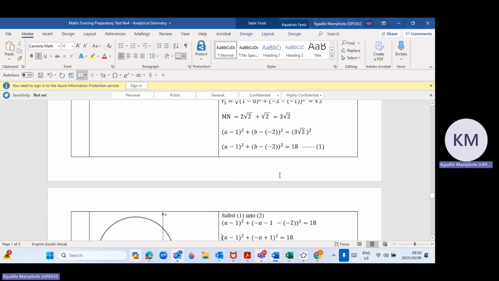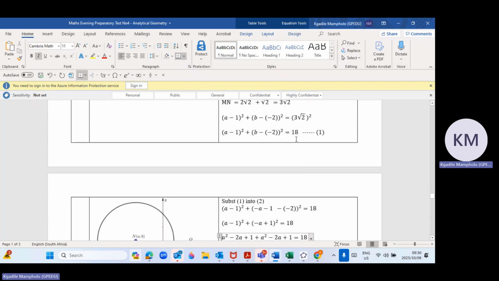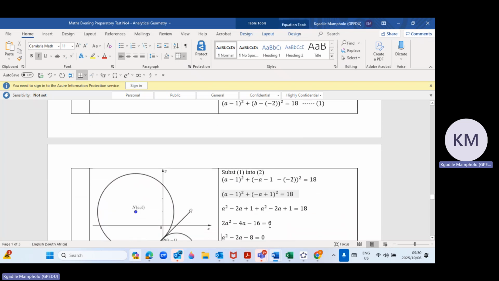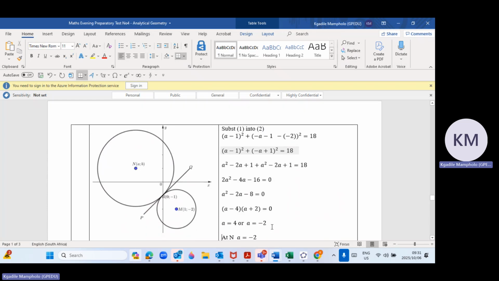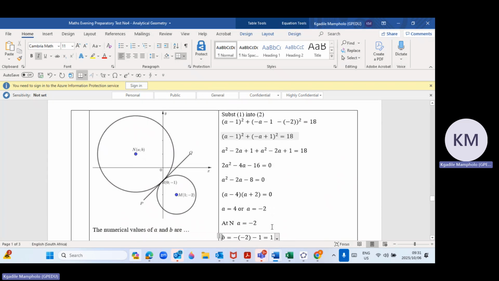Then you have equation 1 and equation 2. Then you substitute 1 into 2. Remember in equation 1 we found b as minus a minus 1. It means where we see b, we put minus a minus 1. Then here we'll have plus 1. You clear the brackets. When you write this in standard form, you'll have a squared minus 2a minus 8 equals 0. Then you factorize, then you get the answer. But we know that at N, x cannot be positive, then it means a will be negative 2.